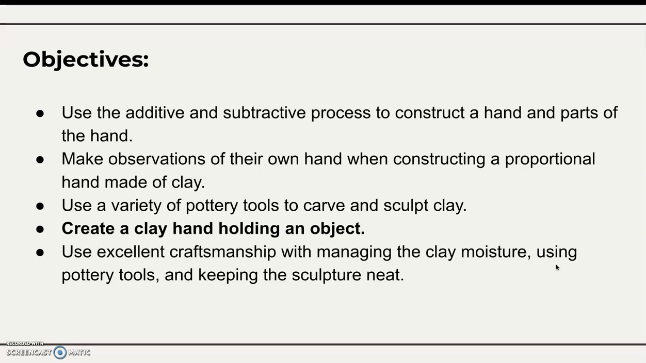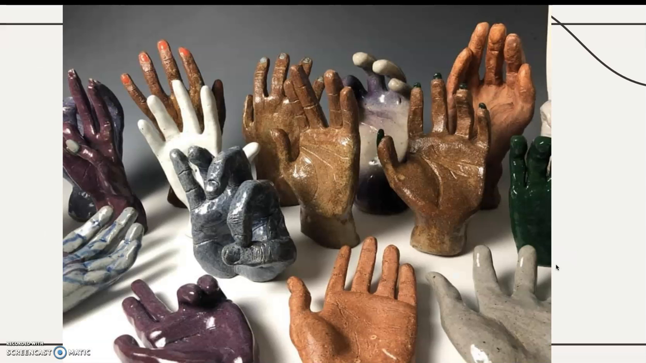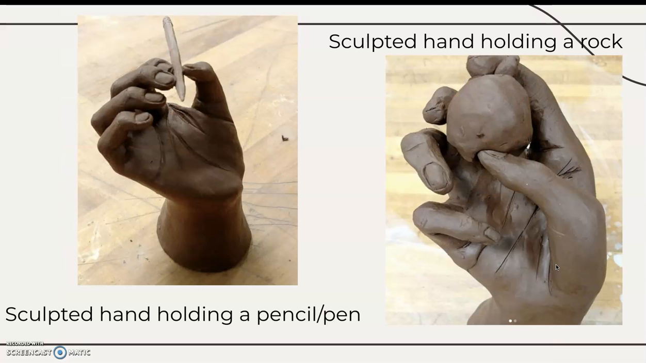You're making observations of your own hand while constructing a proportional hand made of clay. You're using a variety of pottery tools to carve and sculpt the clay, and you're going to be creating a clay hand holding an object. That is the project. Your clay hand is going to be holding an object. So while these hands look really cool on their own, we're going to have our hands holding an object.